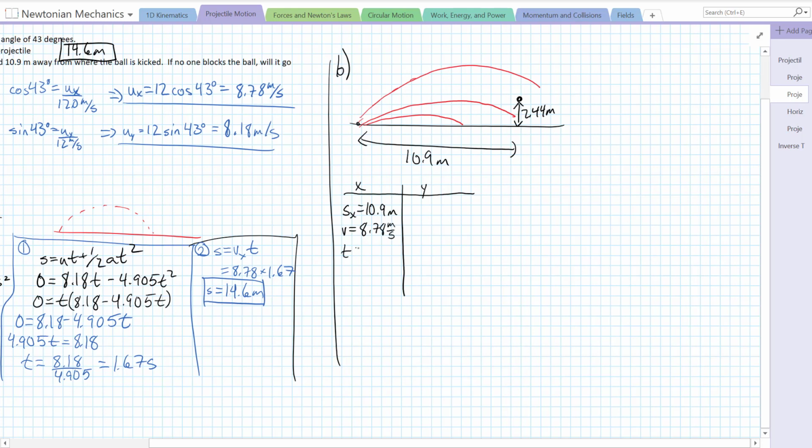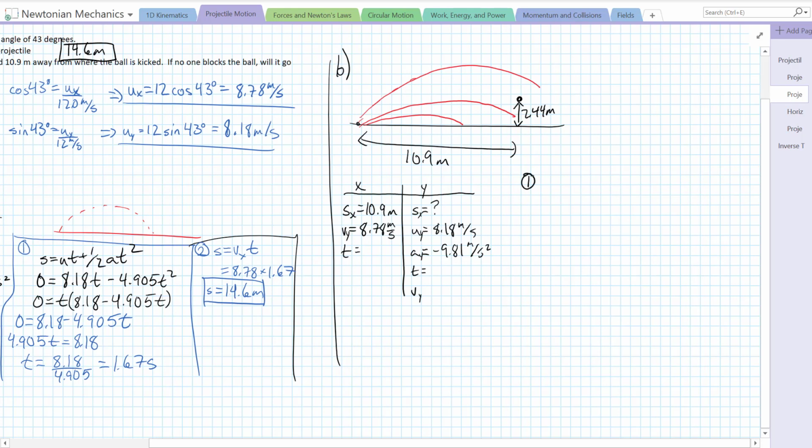We don't know the time it takes to get to the goal. In the y direction, we're trying to find the height. This is our unknown that we're looking for. We know the initial velocity is 8.18 meters per second. We know the acceleration is negative 9.81 meters per second squared. We don't know the time, and we don't know the final velocity in the y. So if we want to find the y displacement, we're going to need the time it takes to get to the goal. And we can use the x component of motion to figure that out.